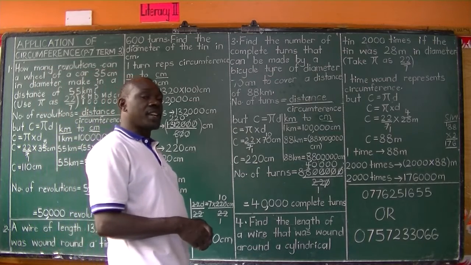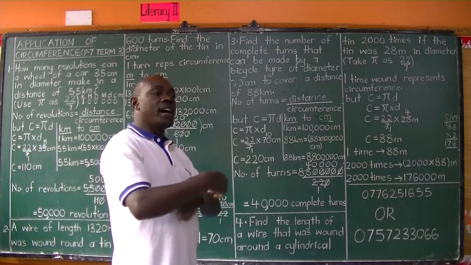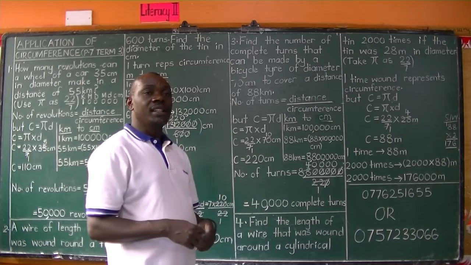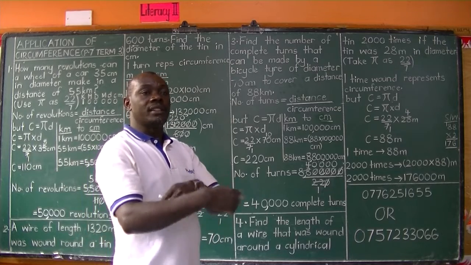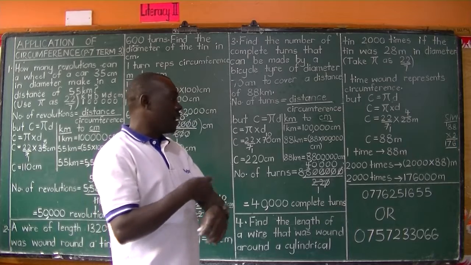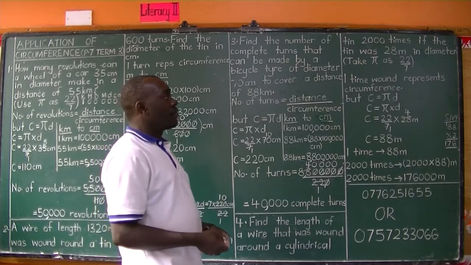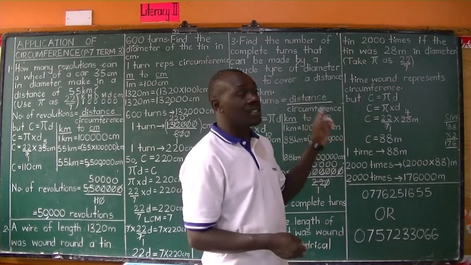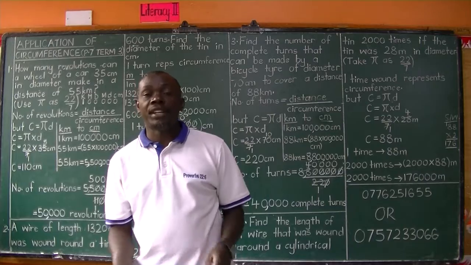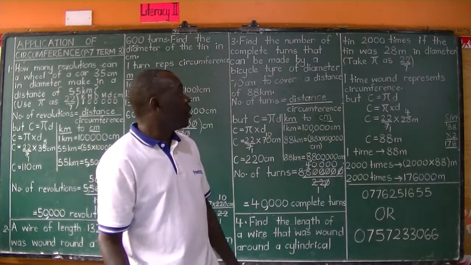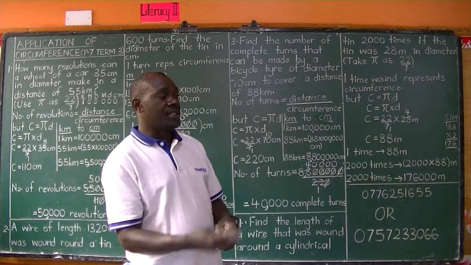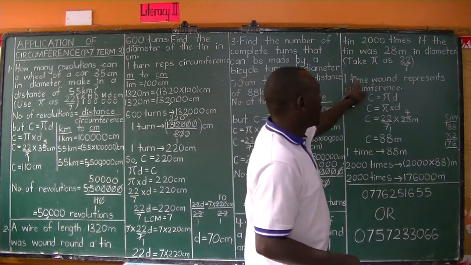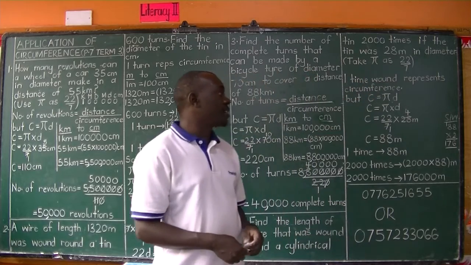This tin, as I said before, being circular, when you wind once, you have made one circumference, and so you use circumference to wind that wire around any tin. So we say one time wound represents circumference. You must have a word that's a clue to the application of circumference. When you wind once, you have applied circumference. So one time wound represents circumference.